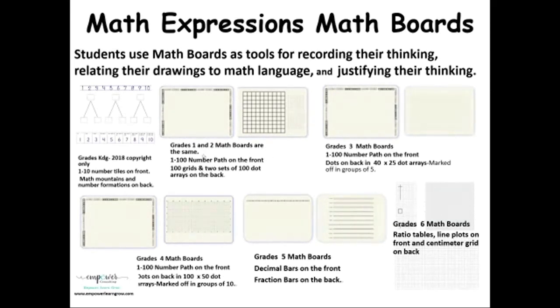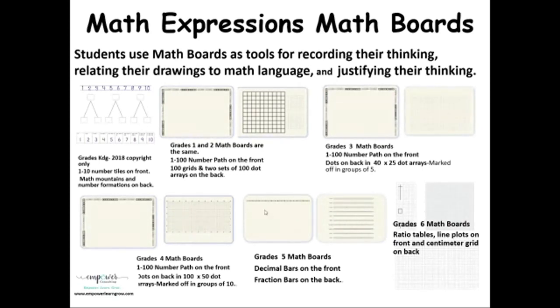So if you look here, you have grades 1 and 2. They're the same. They have the number path on the outside. They have the inch grid here, and then they have the dot array. We'll talk about why they need that. Grade 3, you have the number path, and then you have a dot array on the back for multiplication. Grade 4 is the same, but you have tinier dots, which I'm going to show you a closer up version of because you do double digit multiplication.